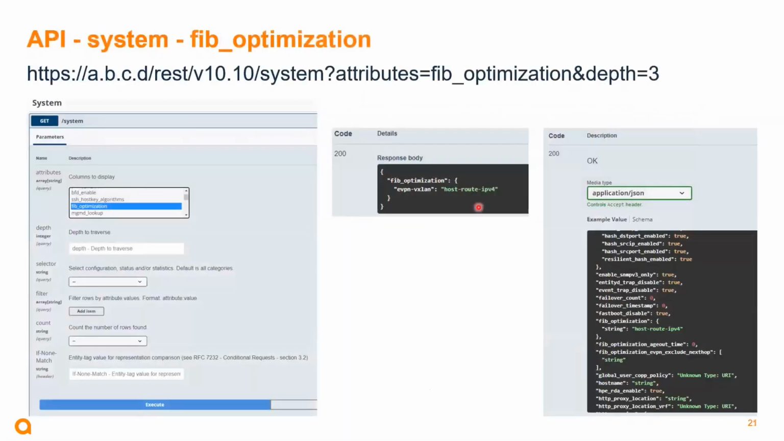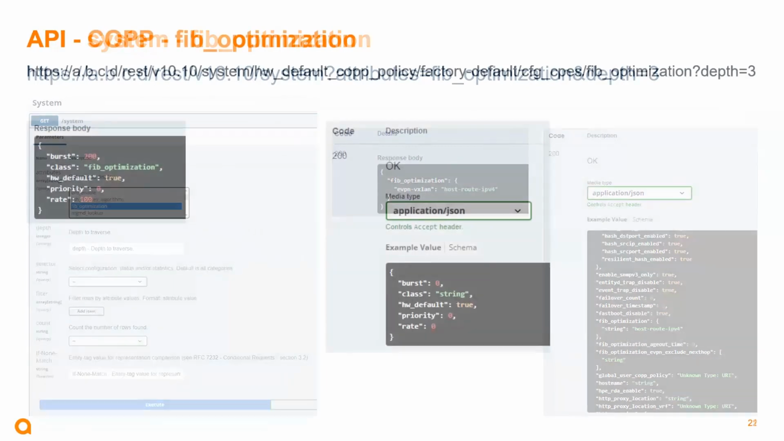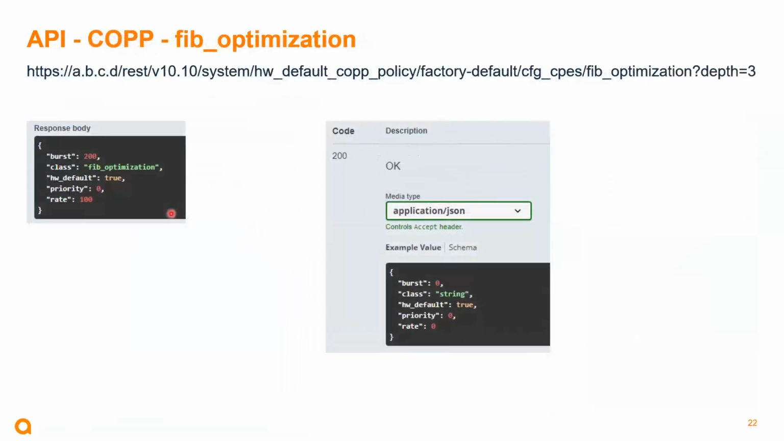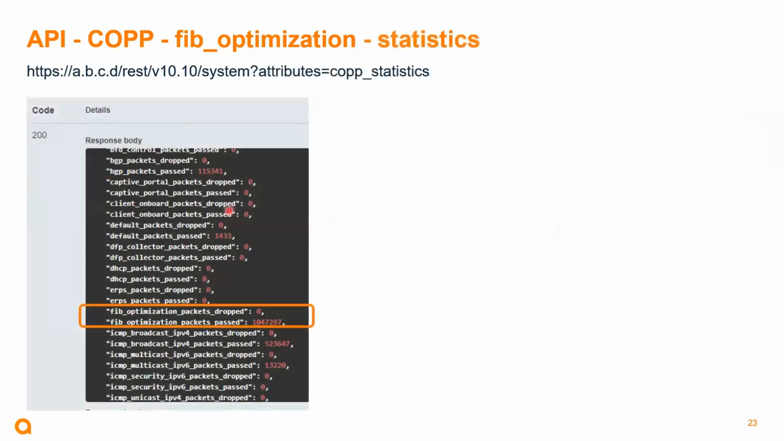There is an API available for FIB optimization, so you can get the status of FIB optimization with the response body, and here you've got as information the schema for programming the config. Then you have COPP as well, which has an API for a class called FIB optimization, as well as if you want to program the burst rate and so on. And finally, some statistics that you can see as well through API.